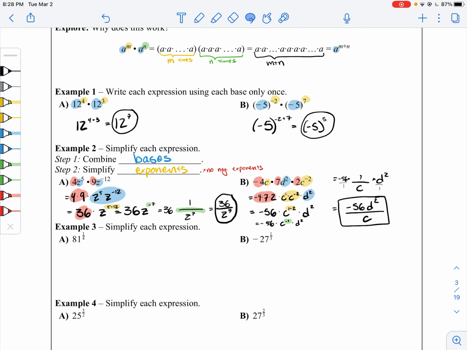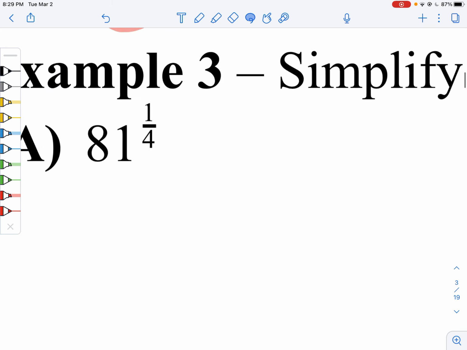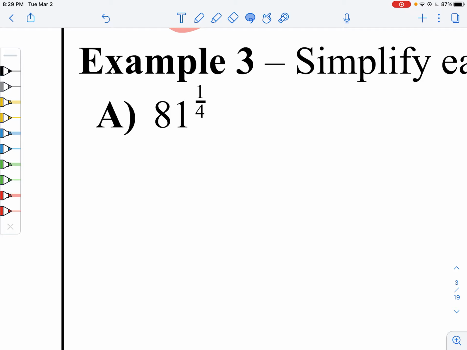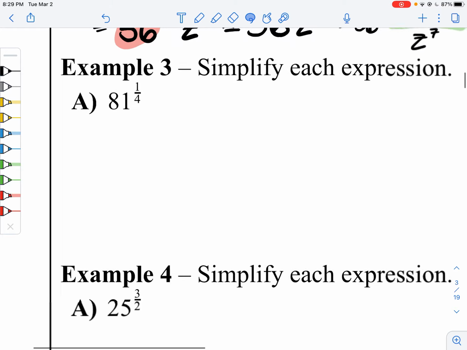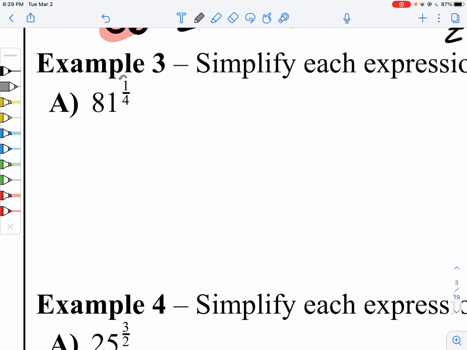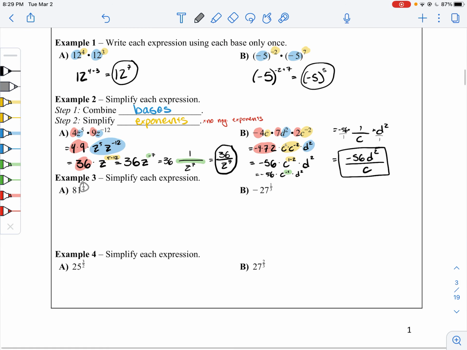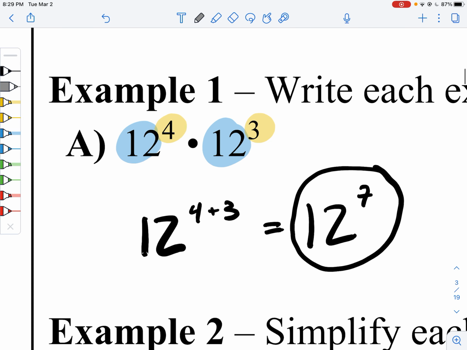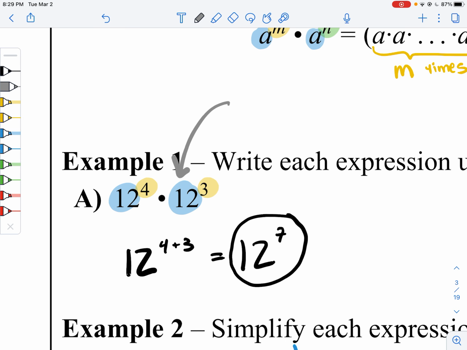But we've been working with whole number exponents. What happens if we have a fraction like this? If we have a fraction like this, we need to work backwards. When we look at a number like 12 cubed, 12 cubed means you take 12 and you multiply it by itself 3 times. You have 3 12s present here. That's what the exponent means.